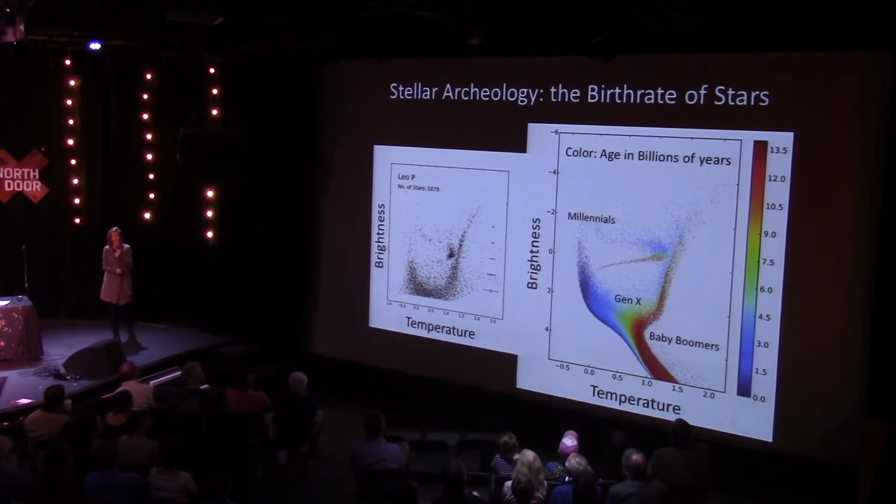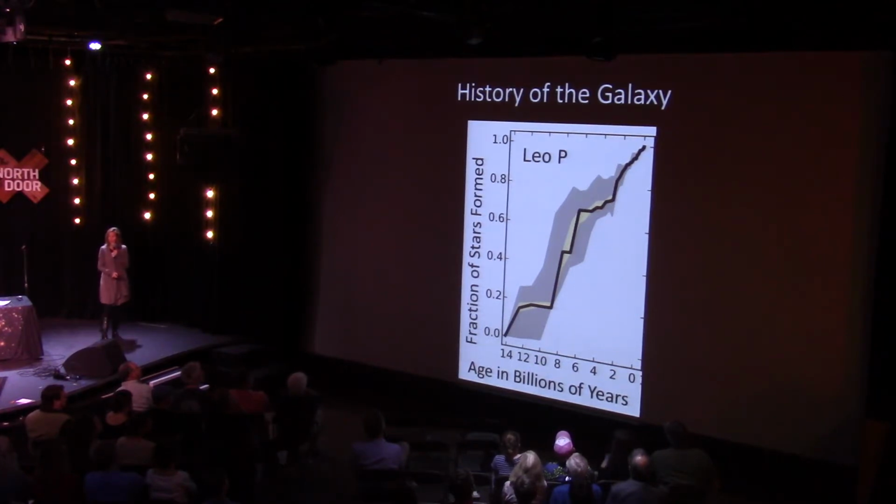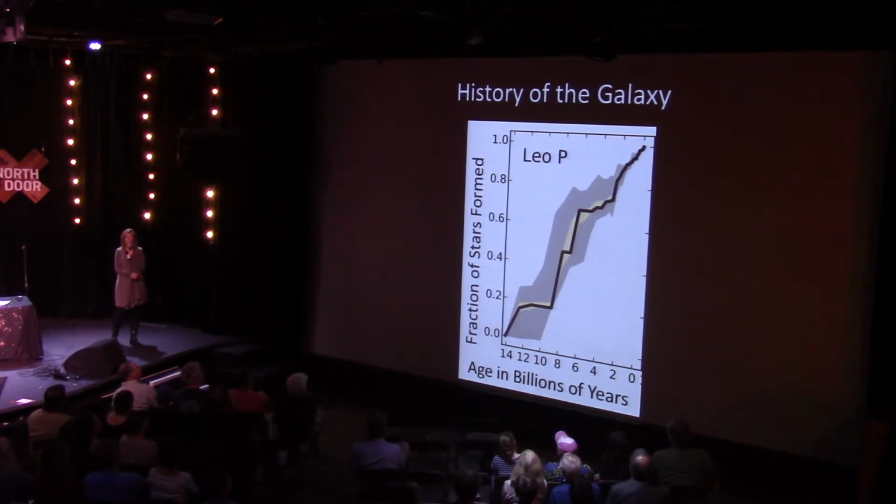And so I can fit this with some sophisticated models, and I can come out with actually the history of the galaxy. And so this is showing the fraction of stars that were formed at a given age in the galaxy. So if we look back to the very, very early universe, in the first billion years, Leo P formed 20% of its stars. And then it looks like it got kind of quiet. And it didn't form any stars for 4 or 5 billion years. And then suddenly it started making stars again at a fairly constant rate. So while this is just really interesting to understand the history of an individual galaxy, we can also think about what was going on in the universe at that time.